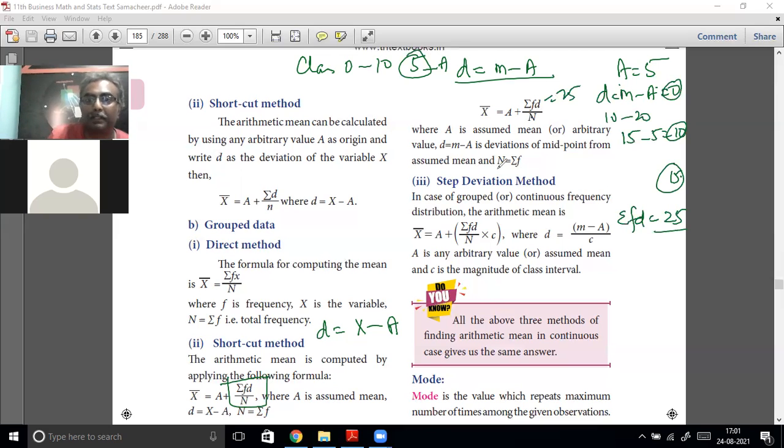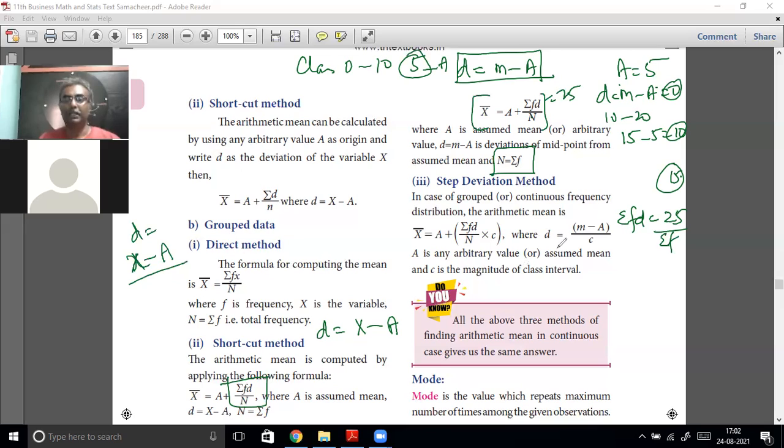n is always sigma f, that means the sum of all the frequencies. Okay, then you divide that by sigma f, and the work is done. So the difference here is that we find the midpoint of the class and d is taken as midpoint minus a. There, I directly subtract a from the value of x. That is the deviation. Here I subtract a from the midpoint. That is the deviation. But the formula remains the same: a plus sigma fd by n.